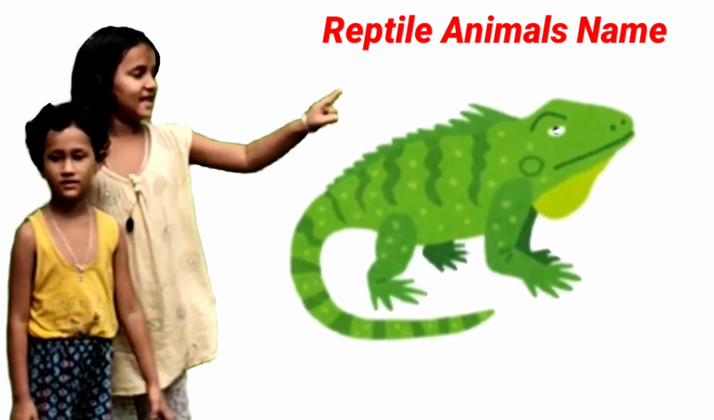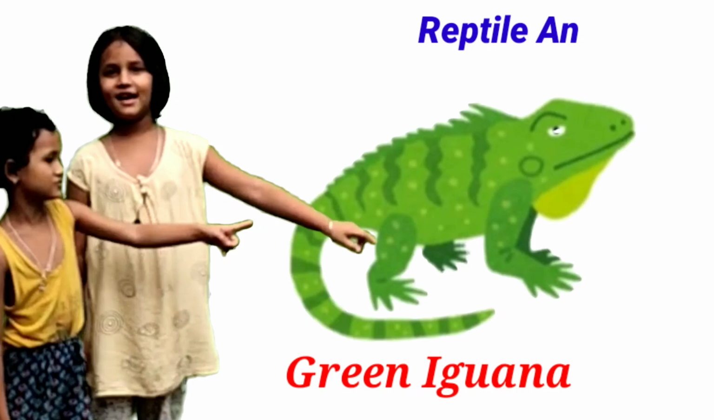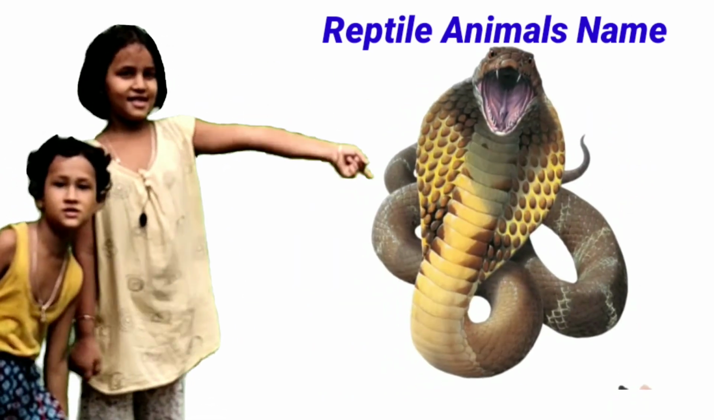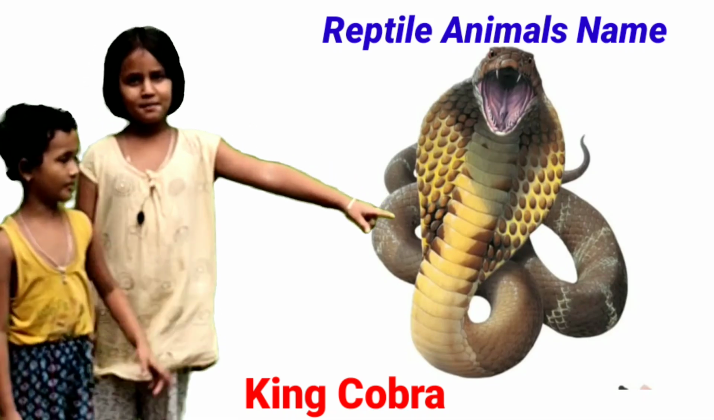This is a green iguana. Green iguana. This is a king cobra. King cobra.